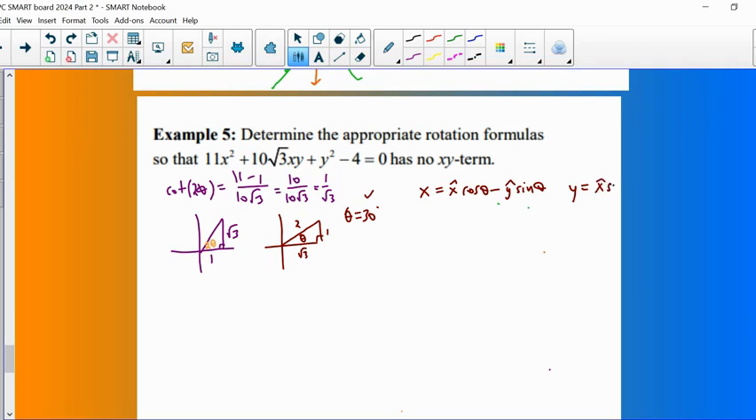x hat sine of theta plus y hat cosine of theta. Okay, now we know 30 degrees. We can now substitute. So x is equal to, well, cosine of 30 is root 3 over 2. So I'm going to say root 3 over 2 x hat minus the sine, which is 1/2 y hat. And then over here, let's go ahead and say sine, which is 1/2 x hat, plus cosine. So cosine we said was root 3 over 2 y hat.